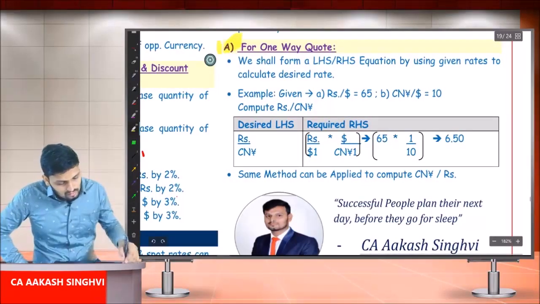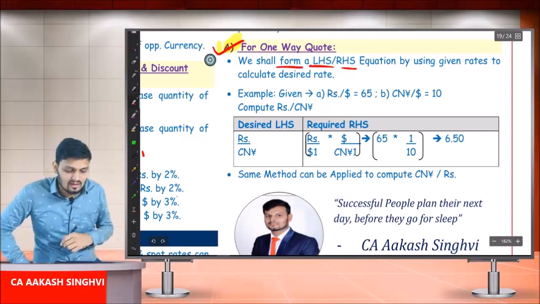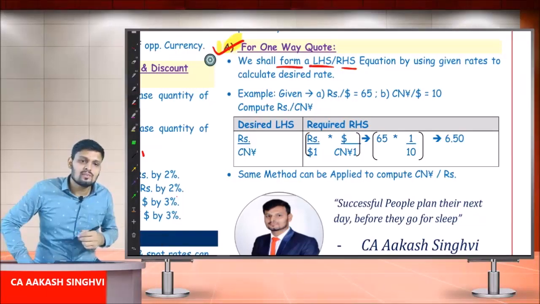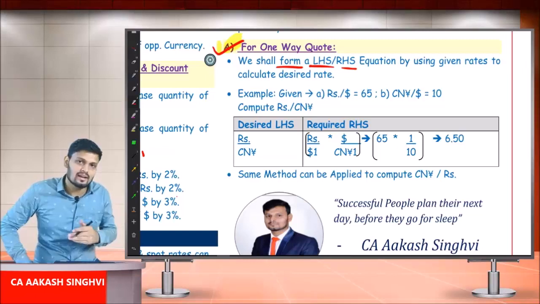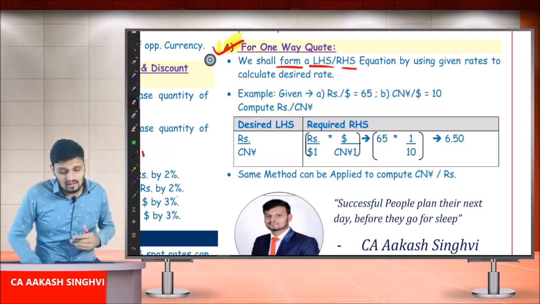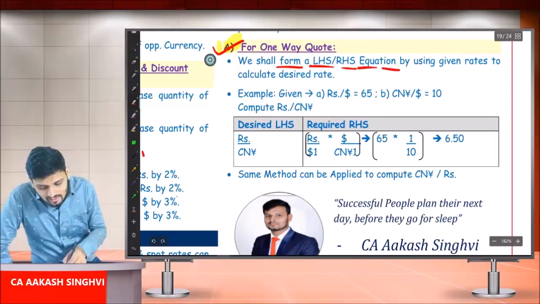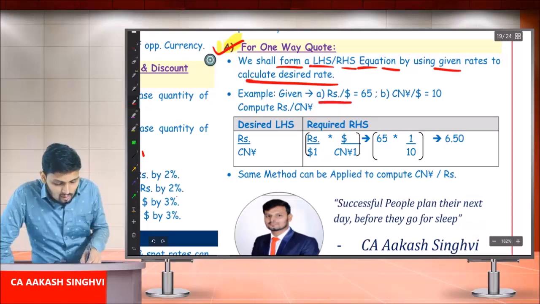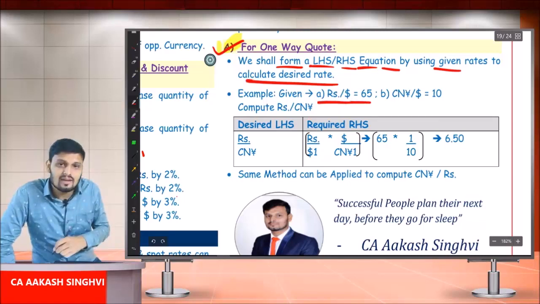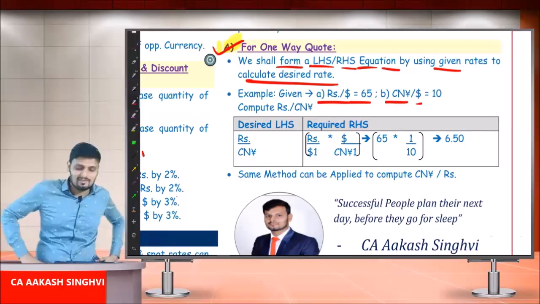For a one-way quote, we shall form a LHS RHS. What is LHS? LHS means left hand side and RHS means right hand side. All of you might be knowing this, but still if you are getting confused, I would just like to clarify this. Equation by using given rates to calculate desired rates. Example, given rupees per dollar equals 65 rupees, Chinese yen per dollar, CNY, equals 10.